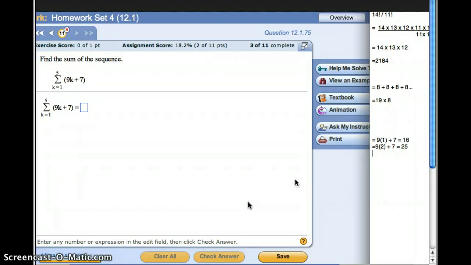And I would just do this for 5 terms and add up 16 plus 25 plus the rest of them. And then, of course, maybe you should be able to verify this on the calculator by using the list ops menu, the list menu, to do sum of a sequence.